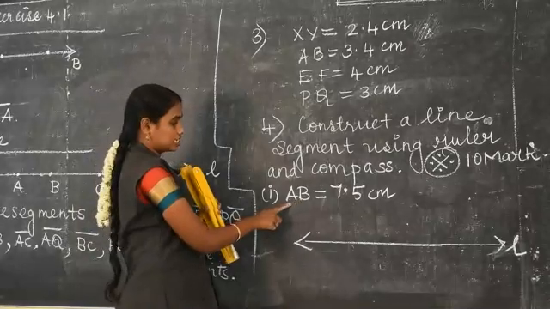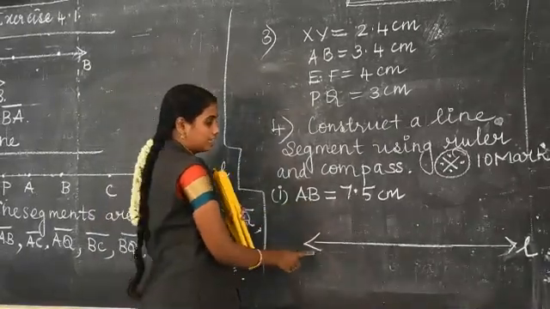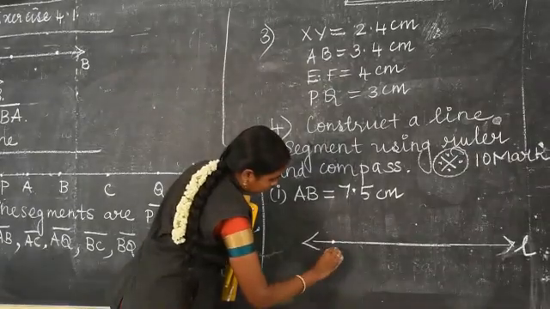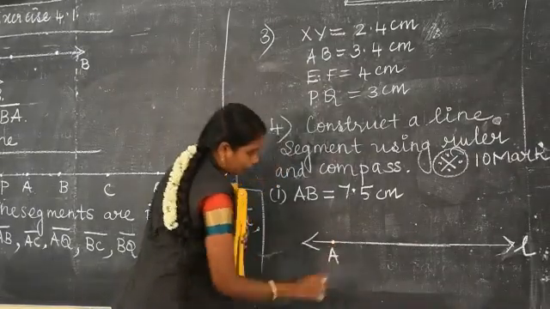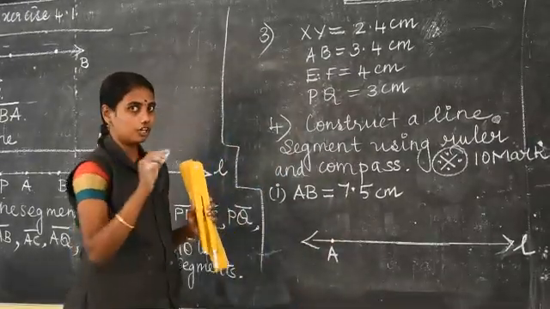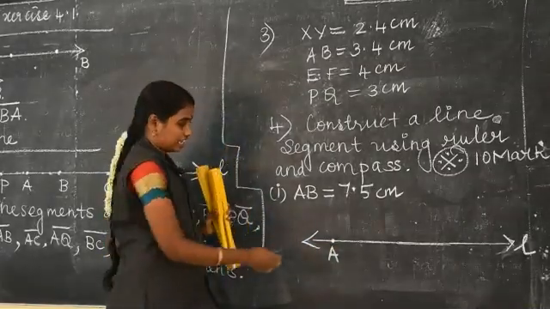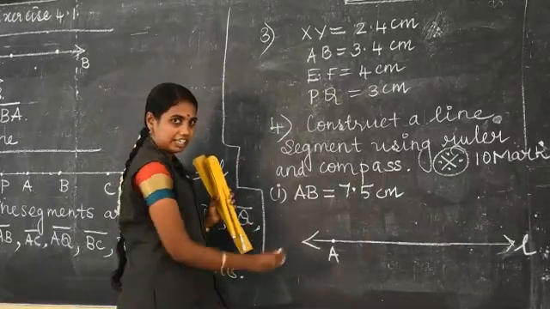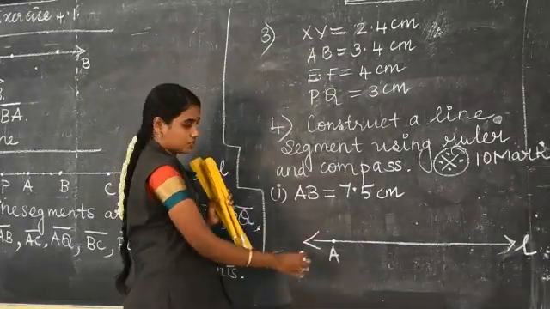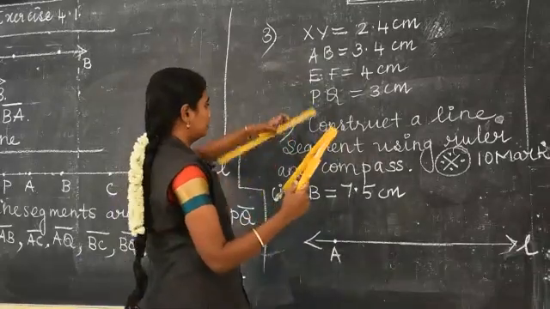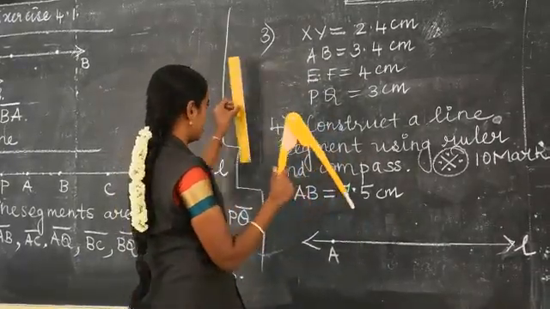The first letter is A. On your line L, mark a point A. Don't put a hole, just keep a dot and A. Here leave a little bit of space, then it will be nice to see. Let's say a little bit of space, A. Now, scale.